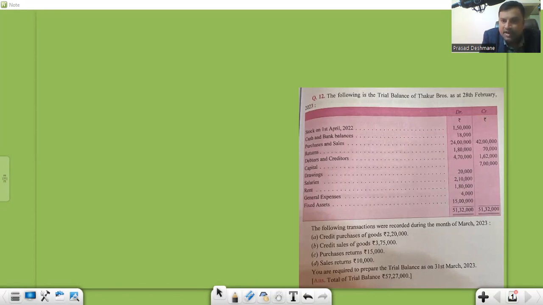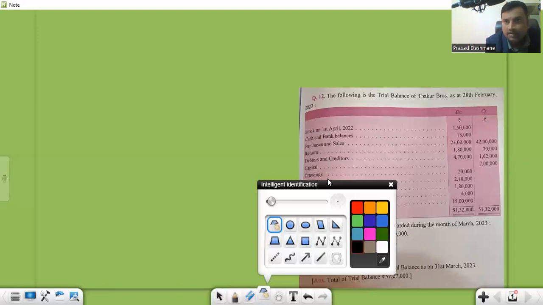You are required to prepare a trial balance on 31st March 23, what they said, right? Before that, they have mentioned in the adjustment the following transactions were recorded during the month of March 23. So the balance was given to us on 28th February and we need 31st March 23. There are some transactions done which are not covered in the trial balance given above. So we have to prepare a 31st March trial balance. Okay, so we'll start preparing for that.